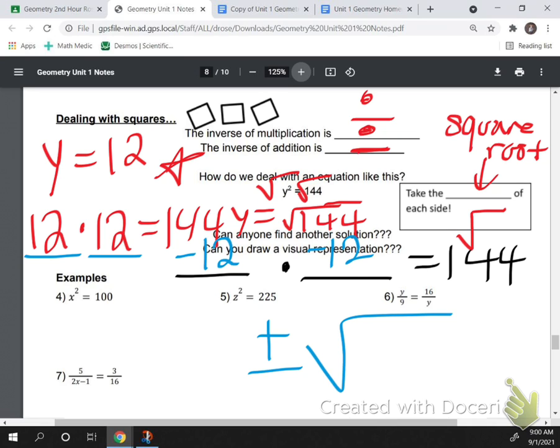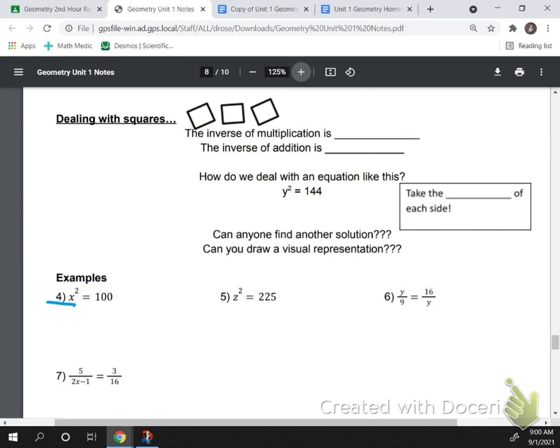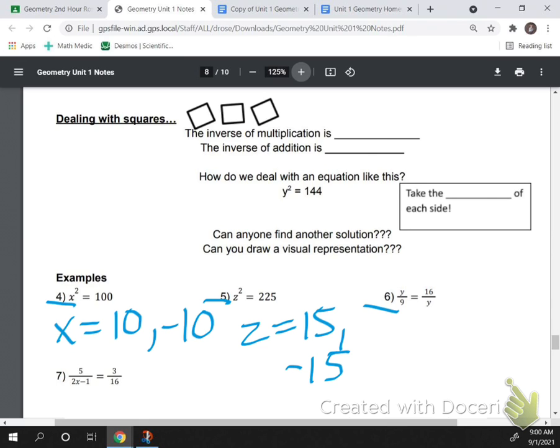Go ahead and do 4, 5, and 6 with your team. Ready, set, go. Don't forget the negatives. The answer would be 10 and negative 10. For number 5, z would be 15 and negative 15. For number 6, you cross multiply, right? And you end up getting the equation we had before. So your answer should be 12 and negative 12.